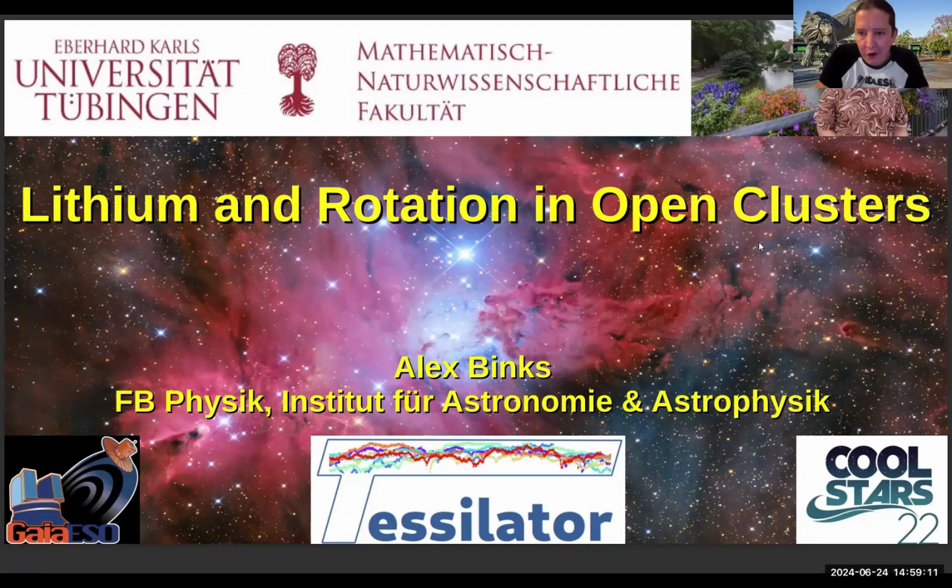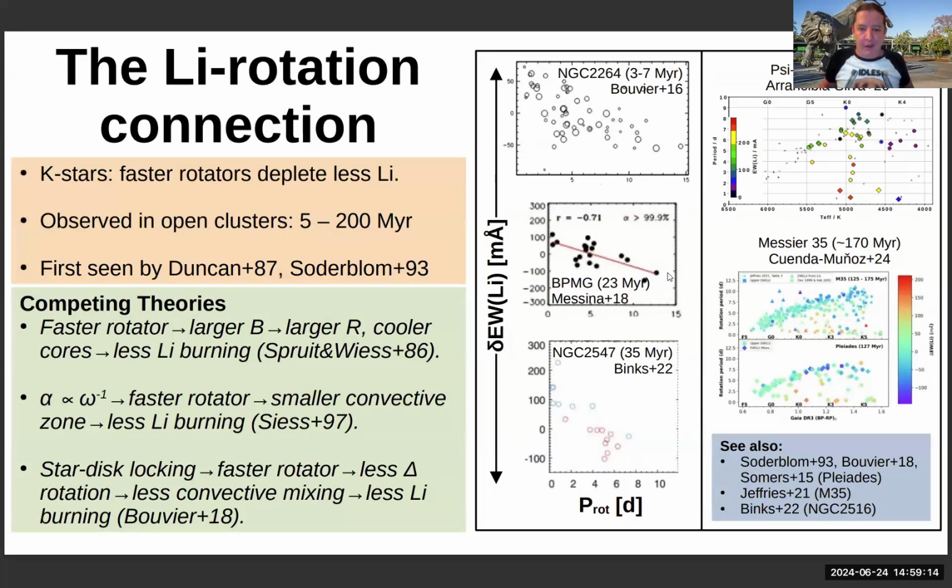Okay, so I'd like to talk with you about lithium and rotation today. So what is the lithium rotation connection? Well, this is an observed phenomenon amongst K stars in coeval clusters: essentially it seems that the faster rotating stars for a given mass seem to deplete less lithium. This has been observed in many open clusters, and the relation has been known for a few decades now. On the right, you can see some of these plots of the delta equivalent width versus rotation period, where we see this relation.